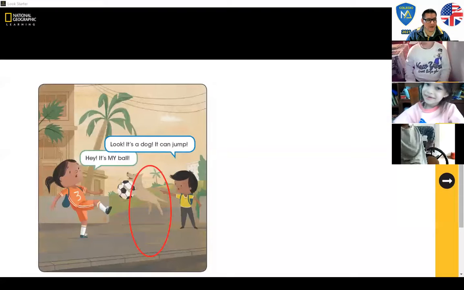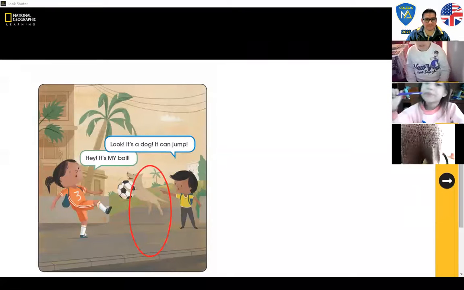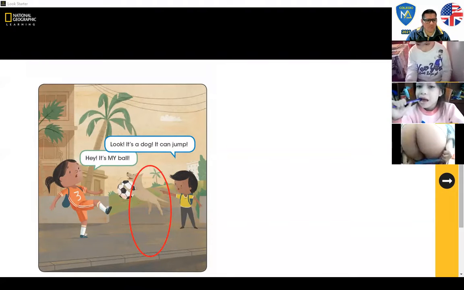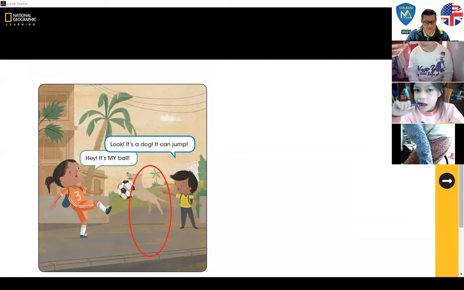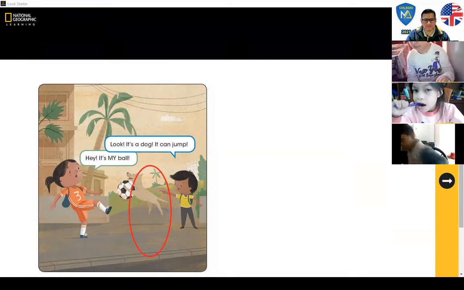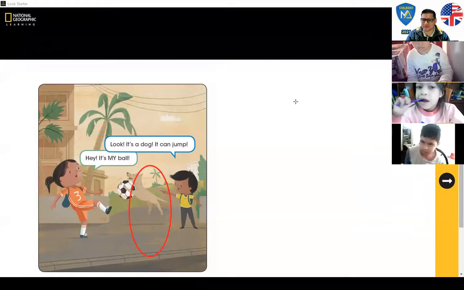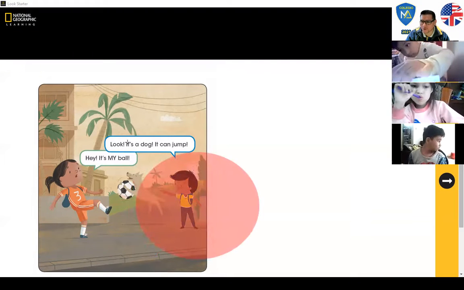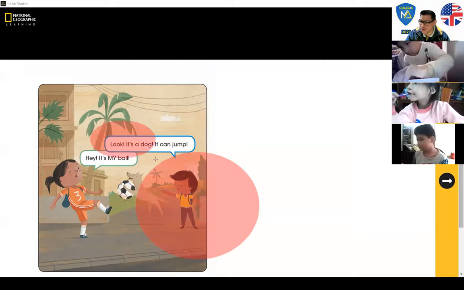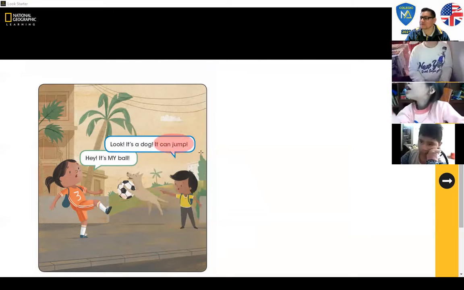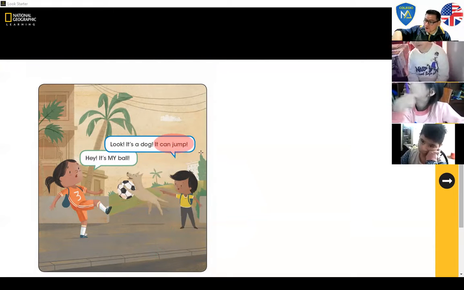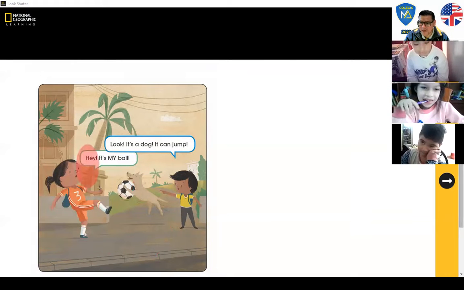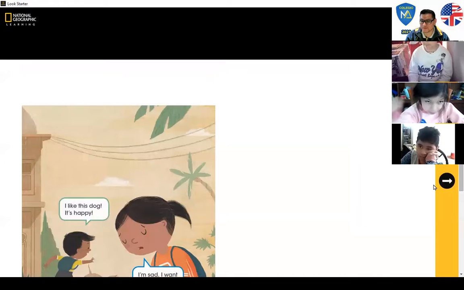So, we have to do something else. And what happens with the girl? Look at the girl. The girl is kind of surprised, right? And look what this boy says. Look, it's a dog. It can jump. The dog can jump. And now look at the girl. The girl says, hey, it's my ball.